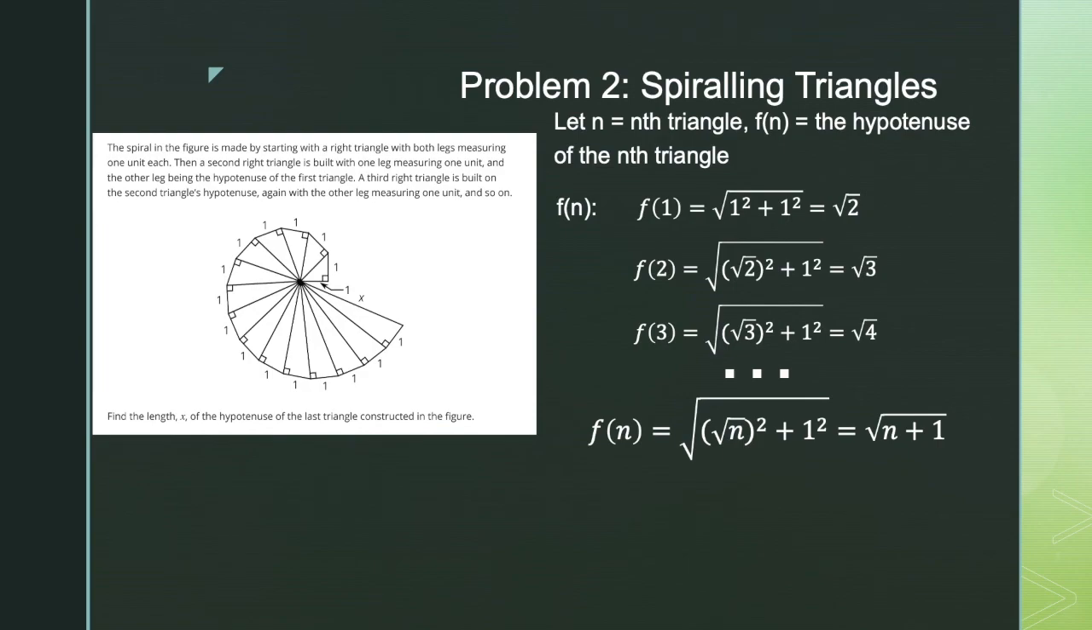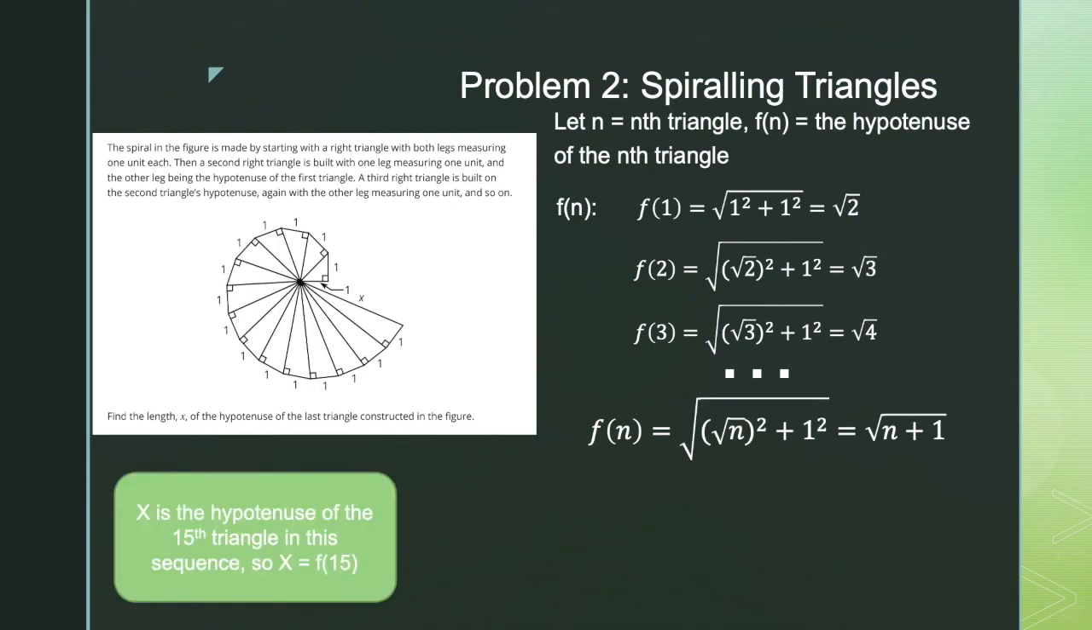All it asks is for us to find the value of x, which is the hypotenuse of the final triangle in the diagram. Well, in order for our formula of fn to work here, we have to figure out the n here. So which triangle is this? It's the 15th triangle. Therefore, x is equal to f15, because x is basically the hypotenuse of the 15th triangle.